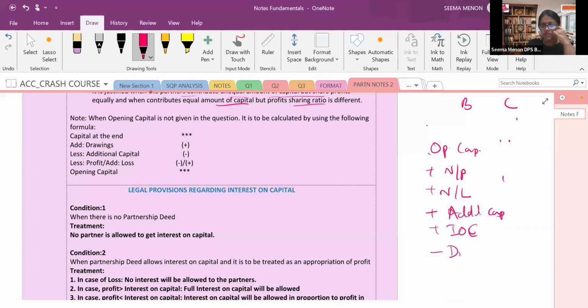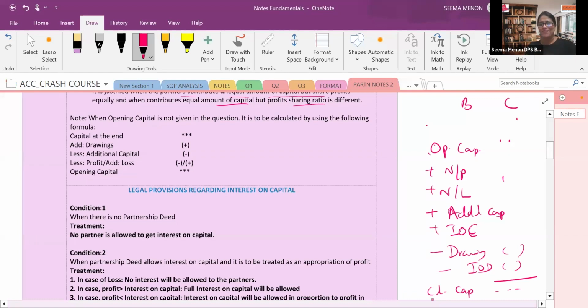Now the drawings and interest on drawings. These two, what will you do? By taking these two, due to drawings, withdrawal, or interest on drawings, what will happen? Your capital will be decreasing. And ultimately what will you get? You will get closing capital. Here I'm writing, I hope you can see this. So now what is to be done?